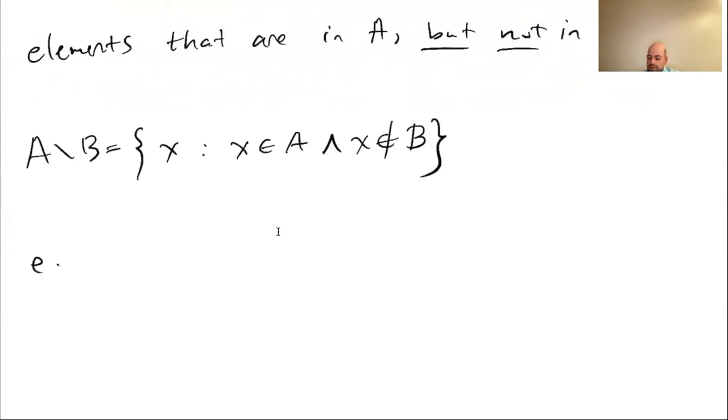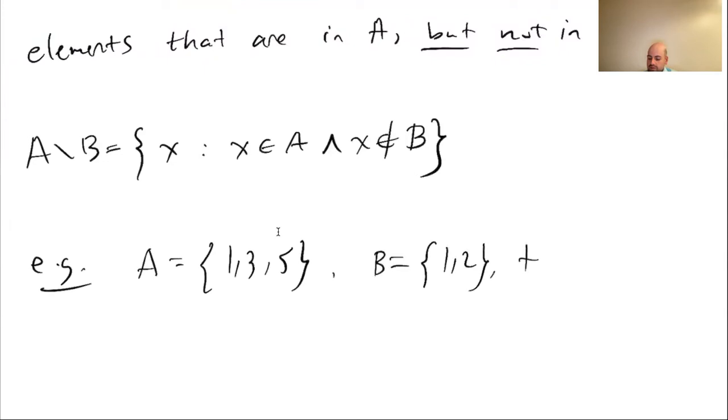Now let's look at an example. Let's say A equals {1, 3, 5}, B equals {1, 2}. Then A minus B will be all elements which are in A but not in B. For example, 1 is the first element in A, but 1 is also in B, so I should not include 1. But the next element of A is 3. 3 is in A, not in B, so 3 will be included in the set difference. Also 5 will be included in the set difference.